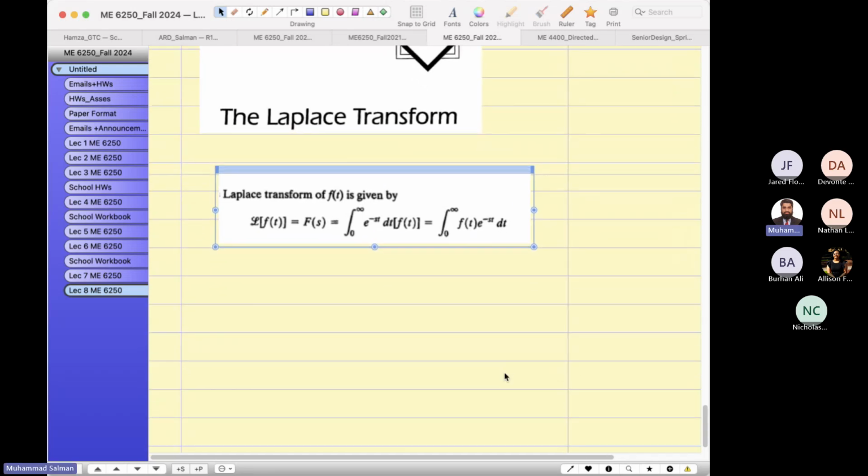So this is the formula for the Laplace transform. Please write it down.